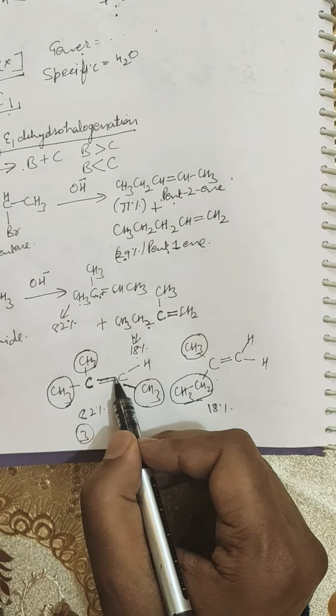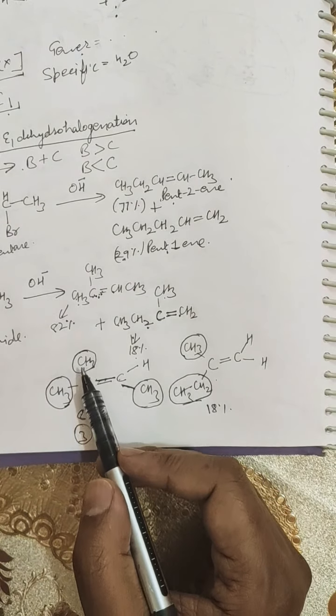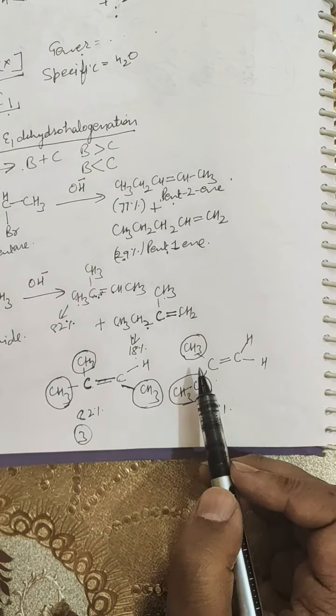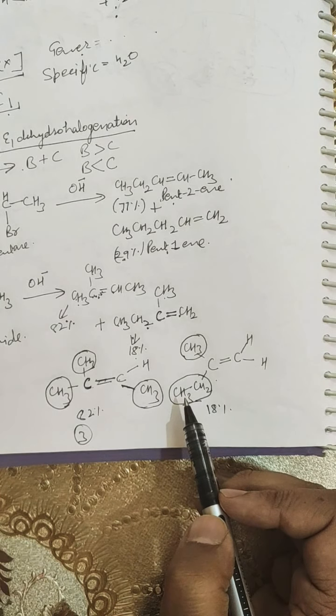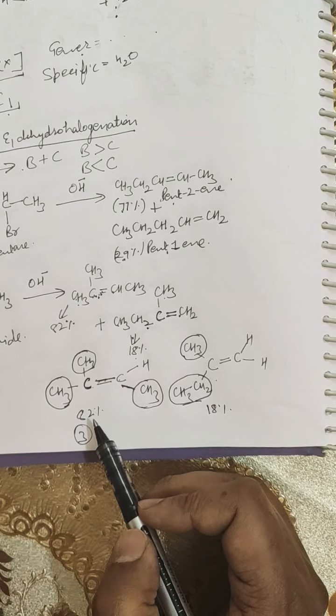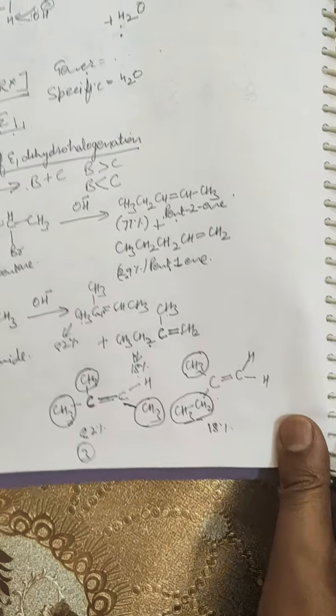So this is the doubly bonded carbon, these 2 carbons are doubly bonded. Here there are 3 groups, 1, 2 and 3, and here only 1 and 2 groups are present. So its concentration is only 18% and its concentration is 82%. So this is explained by Saytzeff rule also.